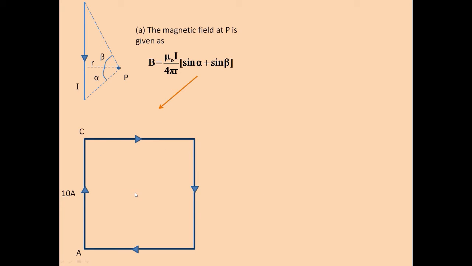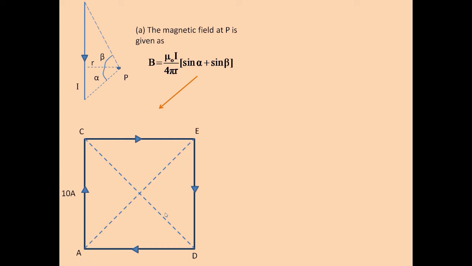So find at the center of the square the magnetic field due to AC and then multiply by 4, because the situation is very symmetric and also the direction of the magnetic field is the same. So it's enough if we find the magnetic field due to one side. We are taking AC as that side, and to find that magnetic field we are going to use this formula.